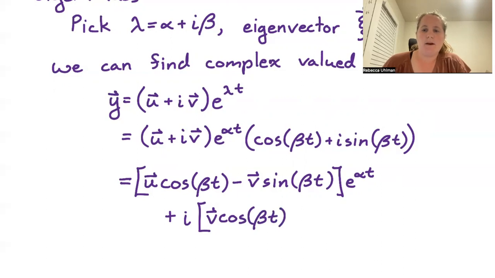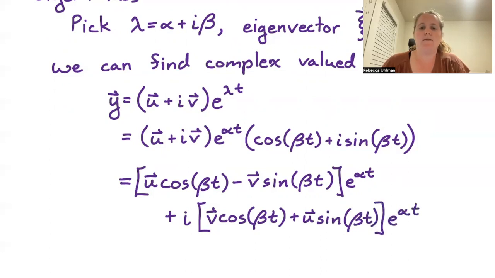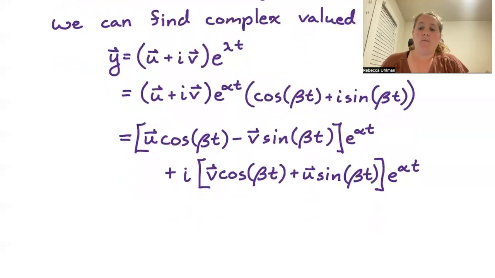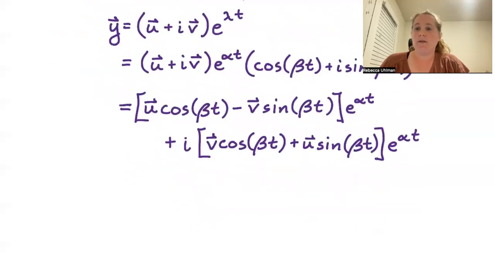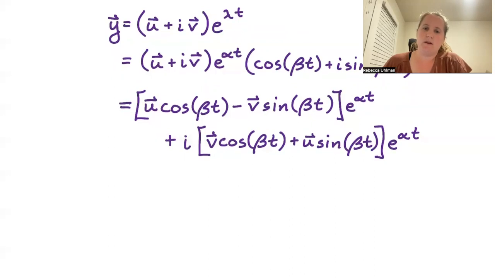and then we have plus u times sine of beta t. And then that whole imaginary component also multiplying e to the alpha t. Note that when we have a complex solution broken into real and imaginary parts, the real part and the imaginary part are also themselves solutions.